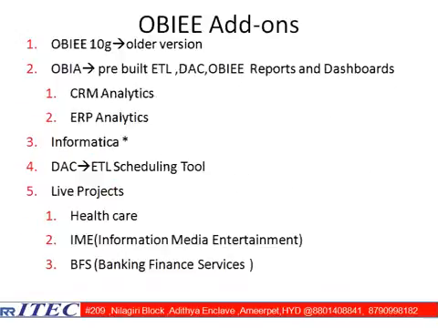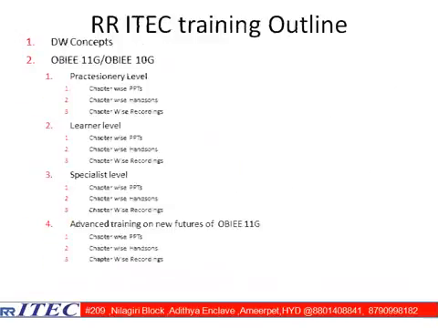Now, let us move on to the next one. What do you mean by the RRI Tech training outline? As part of this training, what exactly am I going to cover? As part of this outline, we are going to cover data warehousing concepts. Whatever we learned today, what is transactional data, what is analytical data, what is data warehouse architecture, all these things fall under data warehousing concepts only. Now, OBIEE 11G and OBIEE 10G.